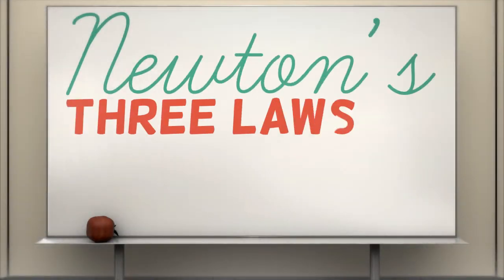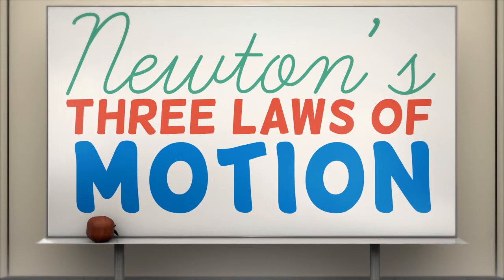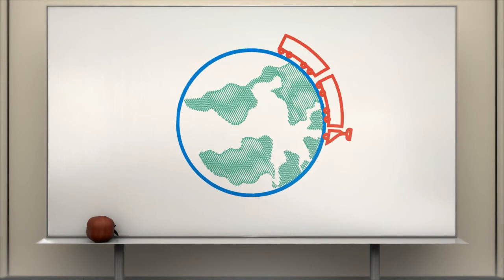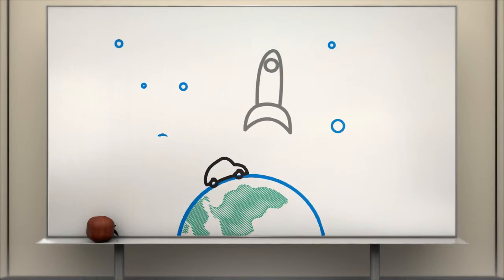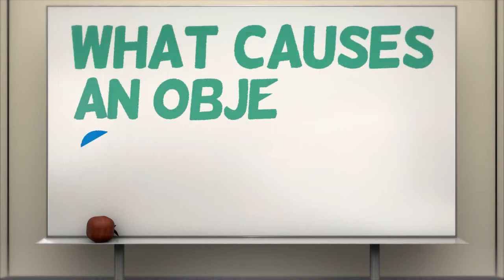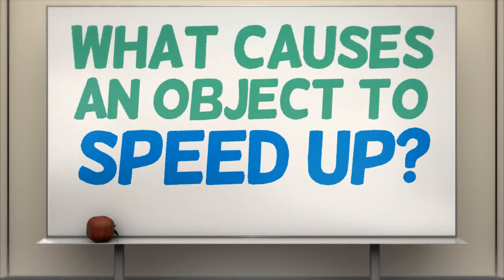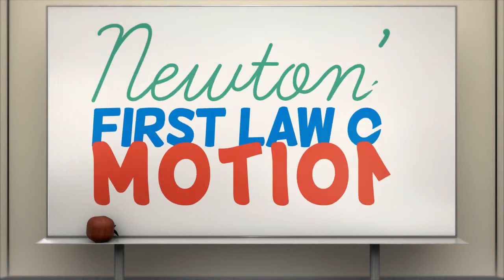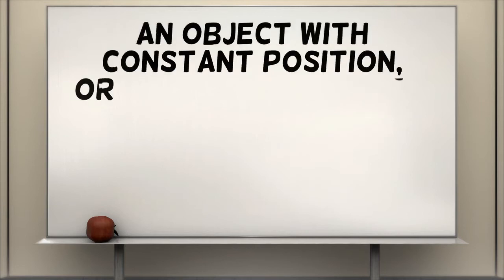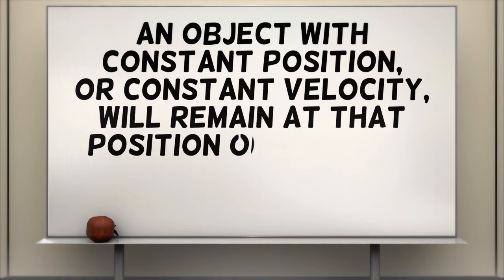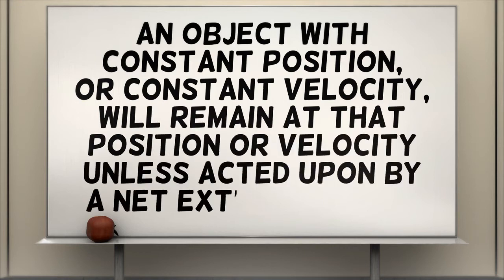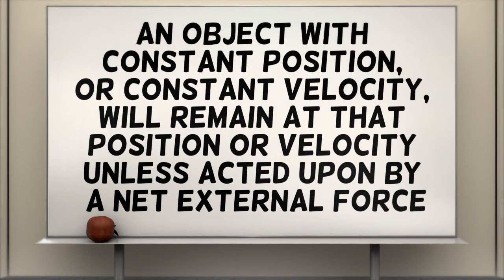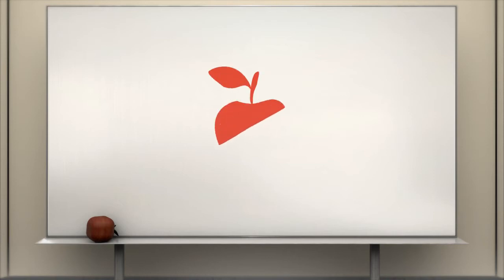Newton's predictions are now known worldwide as Newton's 3 laws of motion and are used when dealing with anything that moves, from cars and trains here on Earth to spaceships that fly to the moon. At the start of the video, we asked the question, what causes an object to speed up? Newton answers this question in his first law of motion. An object with constant position or constant velocity will remain at that position or velocity unless acted upon by a net external force. Well, this is just reiterating what we already realized. The only thing that could cause our apple to accelerate was a force.